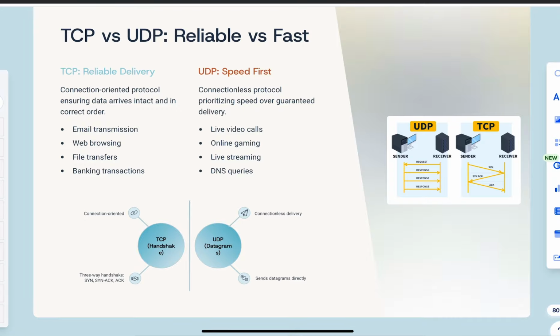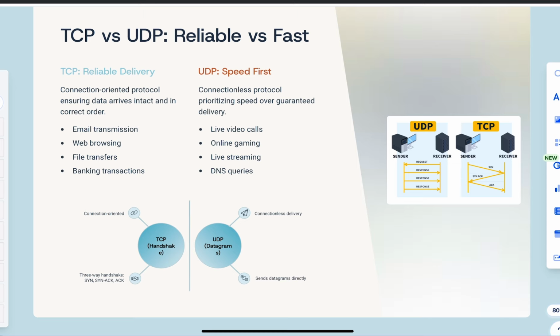And we go through TCP and UDP. So talking about TCP, we know TCP is very reliable, but it's kind of not that fast. However, UDP is fast, but not reliable. So TCP is a connection-oriented protocol which ensures the arrival of data in the correct order. So the data arrives in the order it was transmitted.